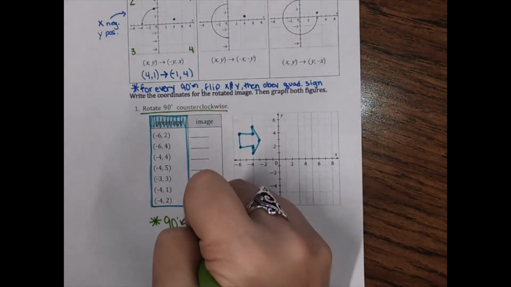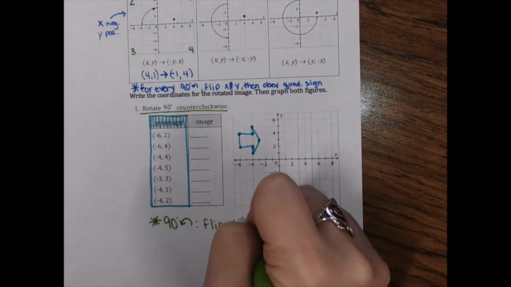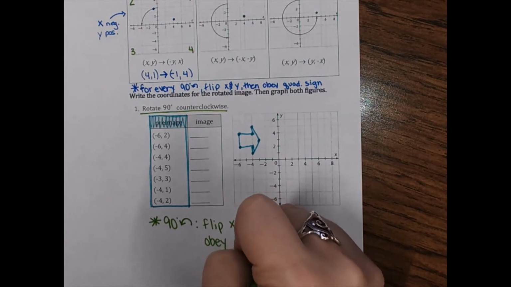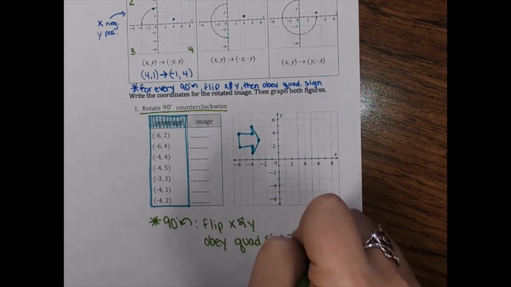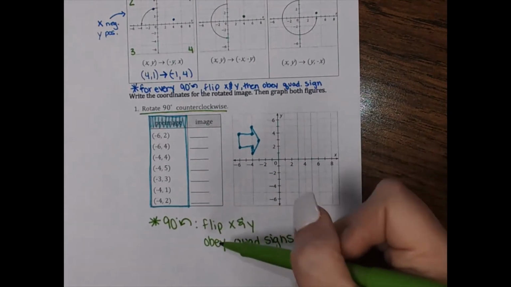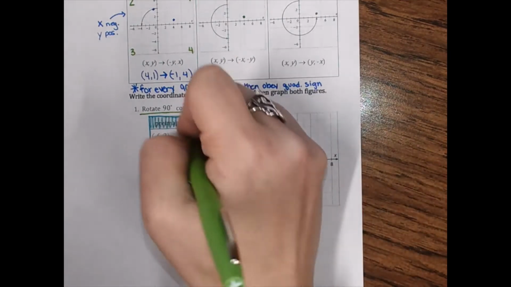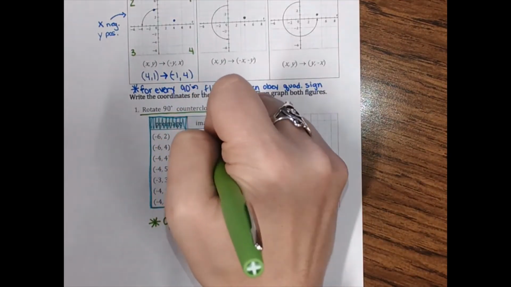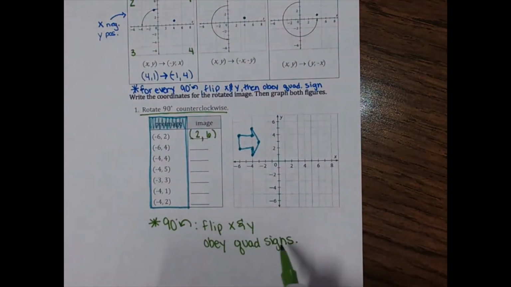That means that we are going to flip the X and Y and then obey the quadrant signs. So we kind of have to think a little bit about what that means. Let's start off with this first one: negative 6, 2. I'm going to just flip the numbers, and then I want to obey those quadrant signs.